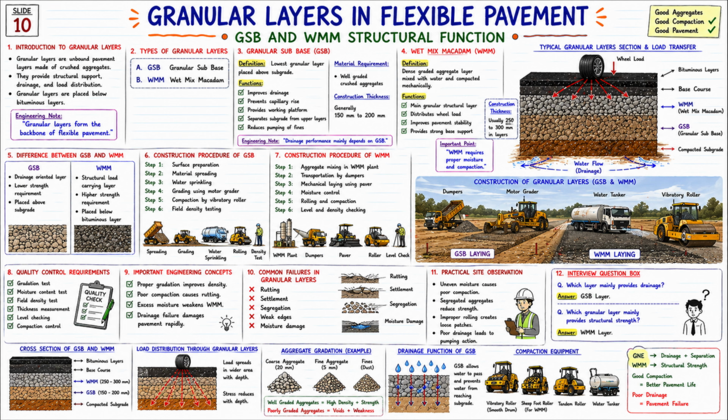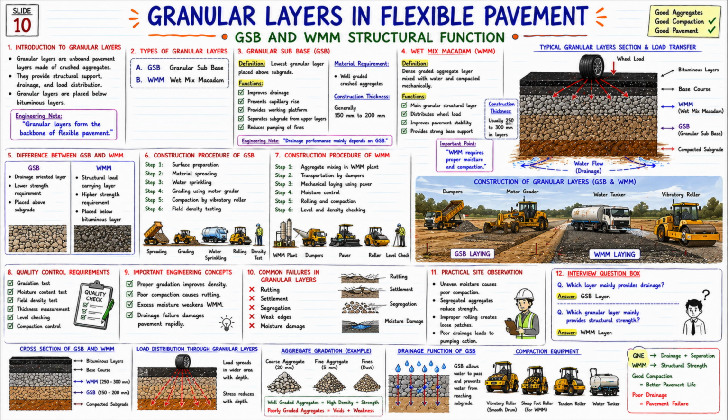Wet mix macadam, i.e. WMM. Now let's understand WMM. This is a dense graded aggregate layer, which is compacted by mixing it with water. Now what are its functions? Main granular structural layer. Distributes wheel load. Improves pavement stability. Provides strong base support. Now look at the construction thickness. Usually 250 mm to 300 mm, in layers. Now look at the important point below.